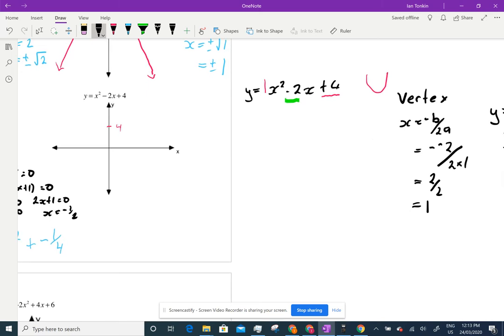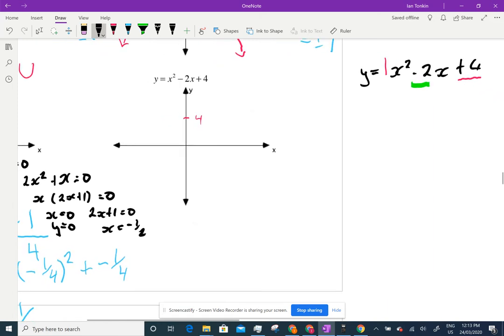If the vertex is 1, 3, so I go over here, 1 and 3, this thing has no roots. There's the vertex. So I don't even need to do step 4. I should label that vertex though. Vertex is 1 and 3.